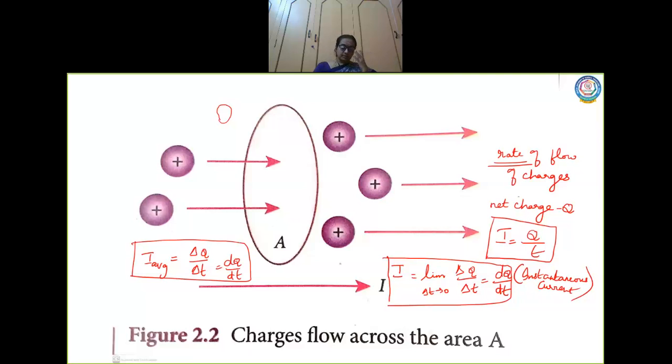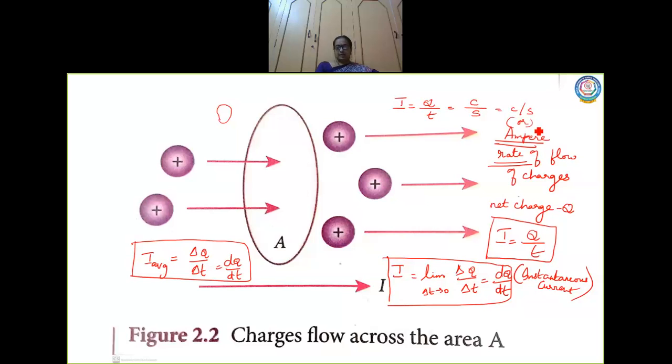Now let us go to the unit of current. What is the unit of current? As I told you, the formula for current is I is equal to q by t. The unit of q is coulomb and the unit of time is second. So coulomb per second is the unit of current, or ampere. Ampere is a very, very important word. The unit of current is ampere.